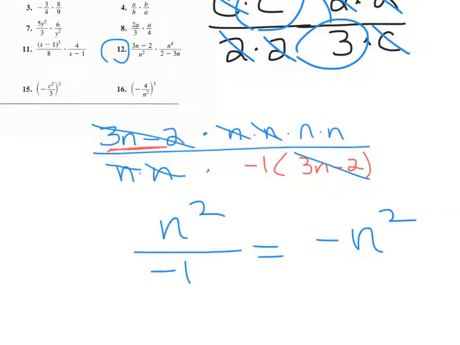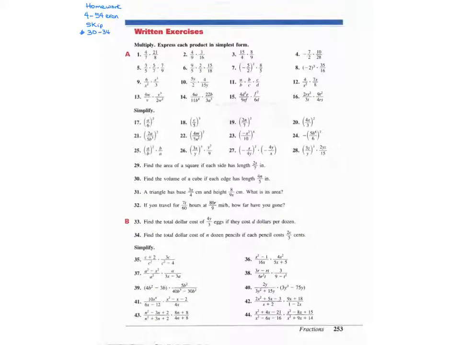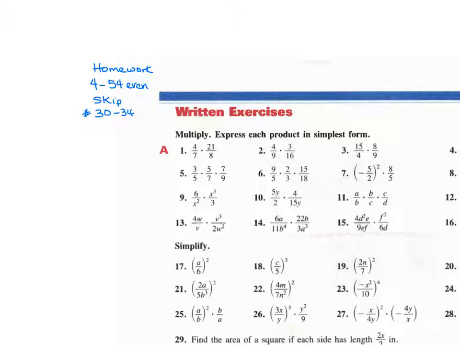Now, for those of you who remember division from 4th grade when you learned how to divide fractions, remember the process is the same. The only difference is you're going to take your second fraction that you're multiplying and flip it upside down. Okay, and that's what we're going to cover tomorrow is the division. Okay, so your homework for this lesson is going to be 4 through 54 even. You're going to skip numbers 30 through 34.